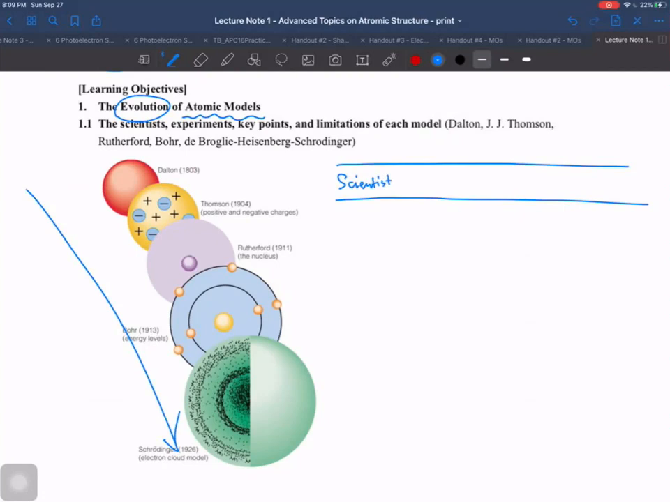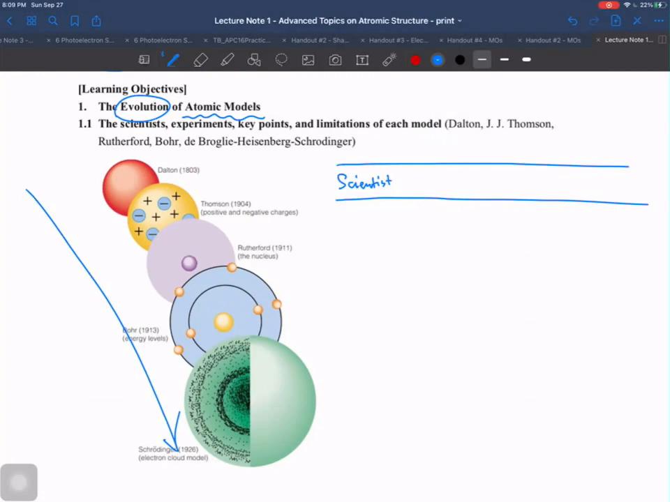Can you see my writing clearly? And also, is there a kind of serious lag between when I'm writing and when you hear my voice? Is that kind of consistent? Yeah, I thought it was.